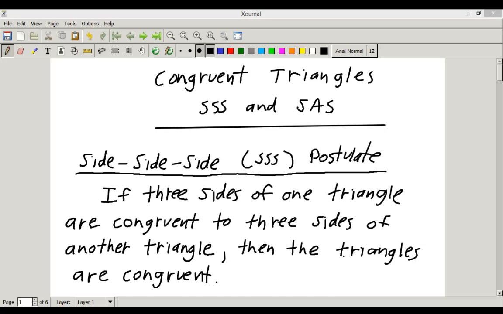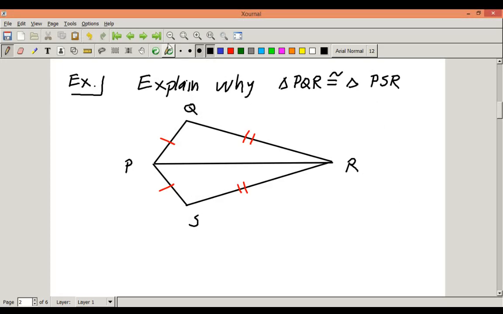So here's the side, side, side postulate. It says if three sides of one triangle are congruent to three sides of another triangle, then the triangles are congruent. So this postulate is telling you that you no longer have to prove all the sides and all the angles congruent to say that two triangles are congruent. You just have to say, well, if you can show all the sides are congruent, then you can conclude that the angles are congruent. So we'll do an example using that postulate next.